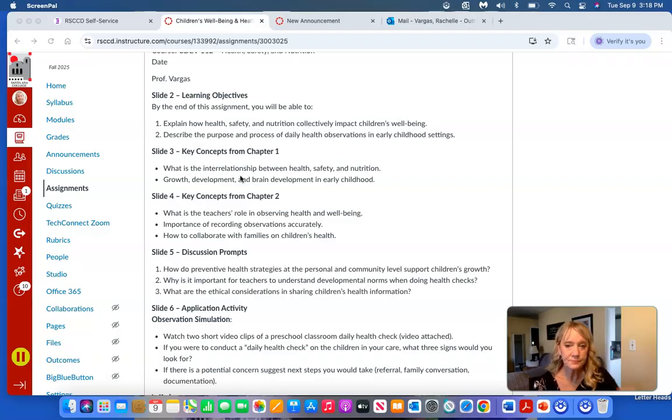Slide 5, you're going to have a couple questions. How do prevention health strategies at a personal and community level support children's growth? How does community support help personal and children's growth? Why is it important for teachers to understand developmental norms when doing health checks? Why is that important? All of these can be found in chapters 1 and 2.